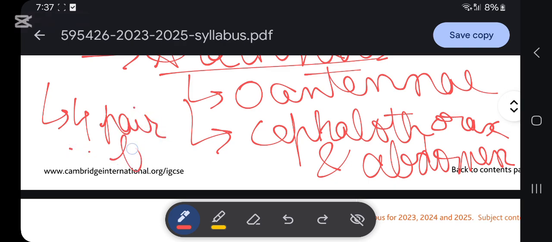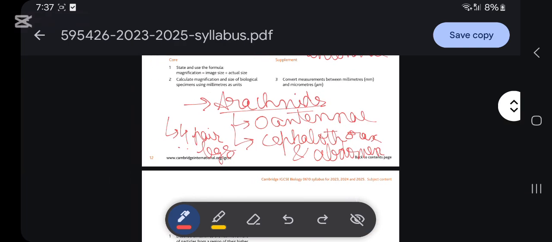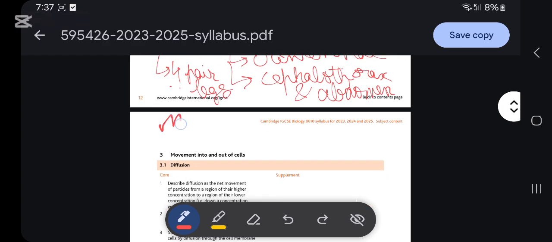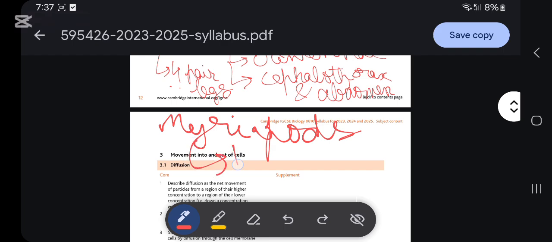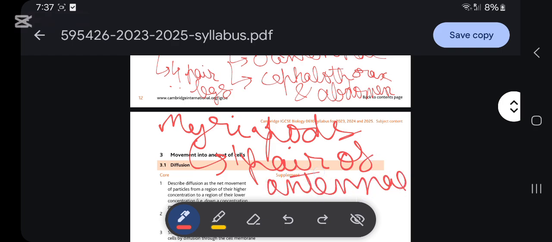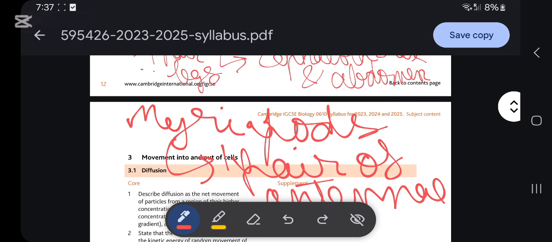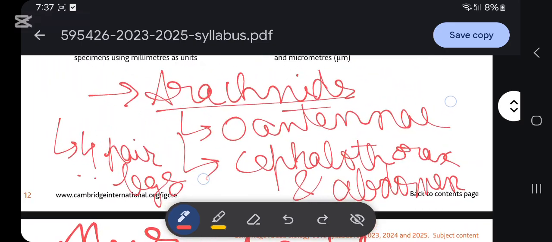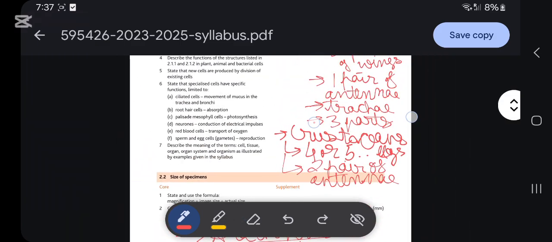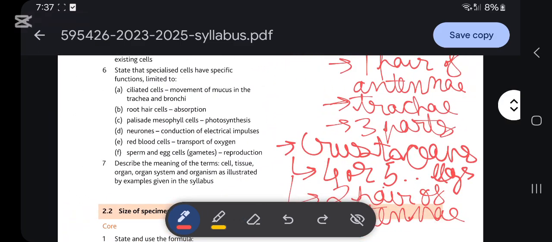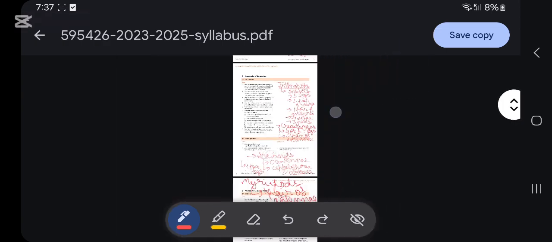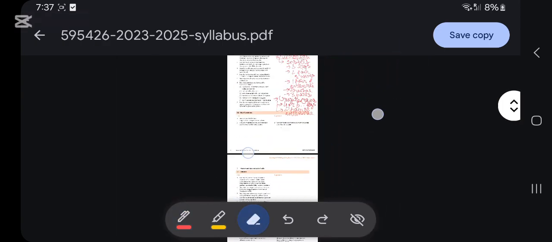Now having a look at the myriapods, they have many body segments. They have 1 pair of antennae, remember this. They have many body segments and many pairs of jointed legs. Examples are centipede and millipede. For arachnids, examples are spiders and scorpions. For crustaceans, crabs, lobster, woodlice. And for insects, of course, cockroaches and so on.